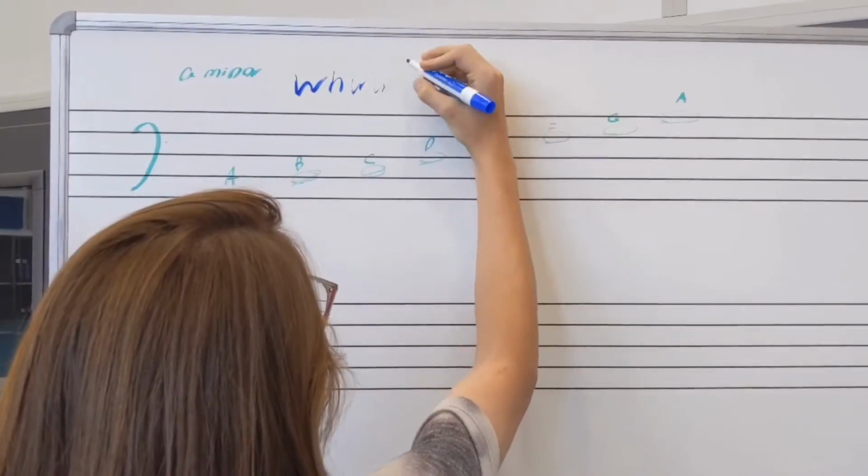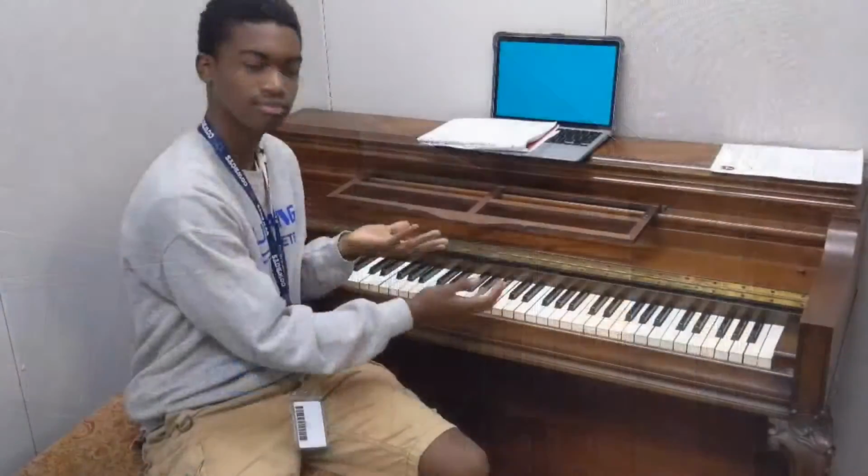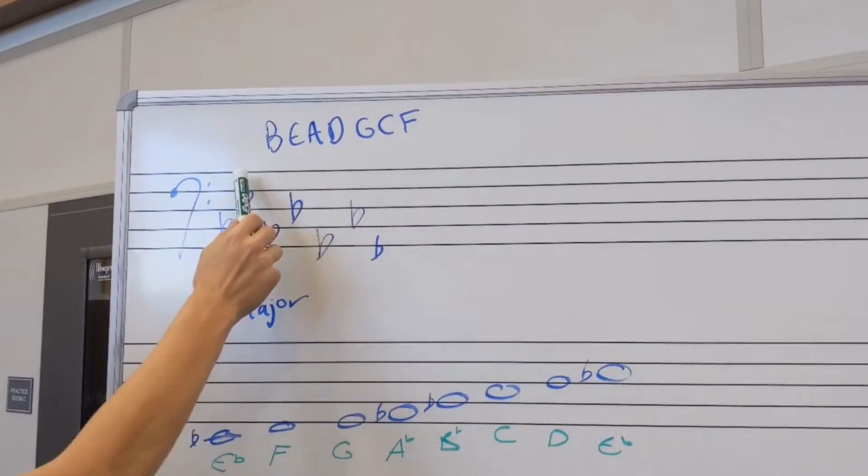So those are the 3 ways to find a minor scale, 3 methods. The first one is the whole step, half step method. The second one is finding the parallel minor and the parallel major. And the third one is finding the relative minor.